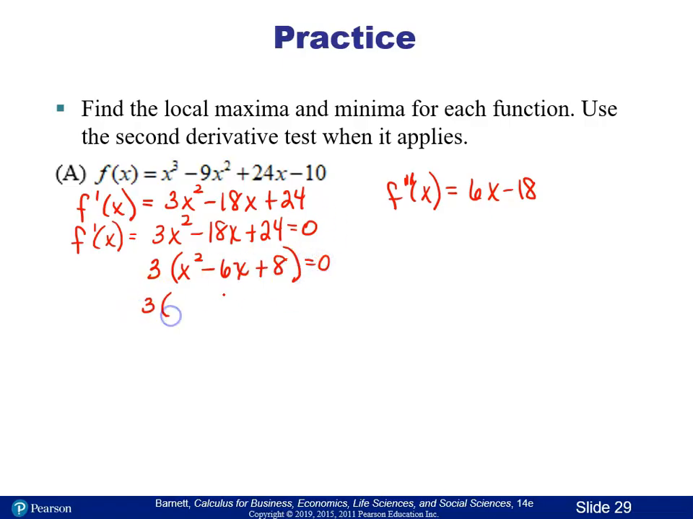And then this is just a trinomial that I'm going to factor. So I need to think what multiplies to give me 8 and adds to give me -6. So that's going to be -2 and -4. Okay, so when I set each factor equal to 0, I'm going to get 2 and 4 as my critical numbers.